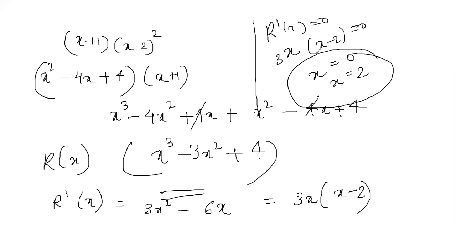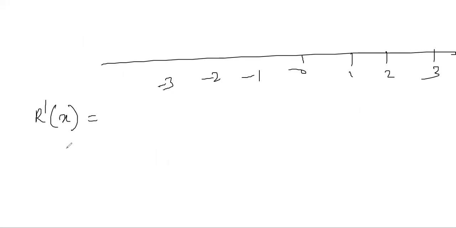Similarly, to check whether it is increasing or decreasing, what I'm going to do is take the number line: 0, minus 1, minus 2, minus 3, 1, 2, 3. Put the values over here of 0, 1, 2, 3. Now, if I get negative, it means it is decreasing. If it is positive, it is increasing. Simple. Clear to everyone? Any doubts?